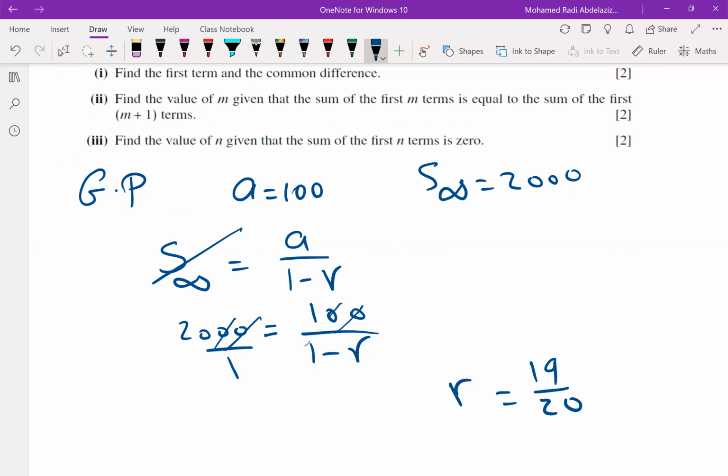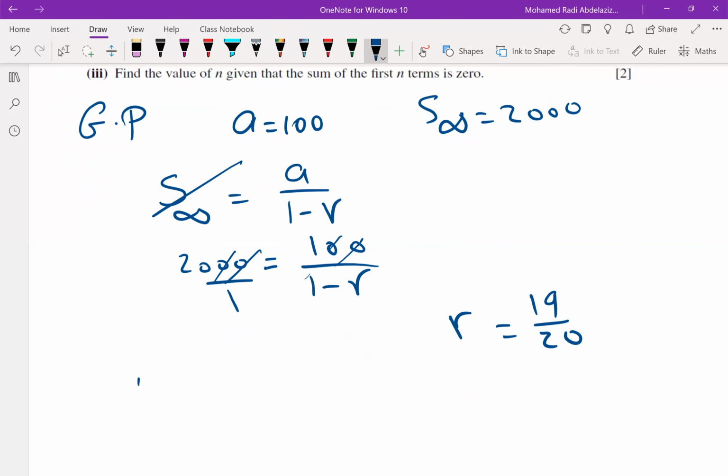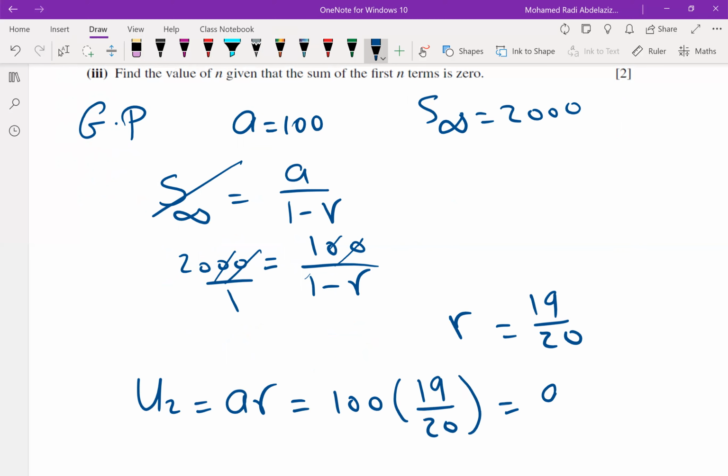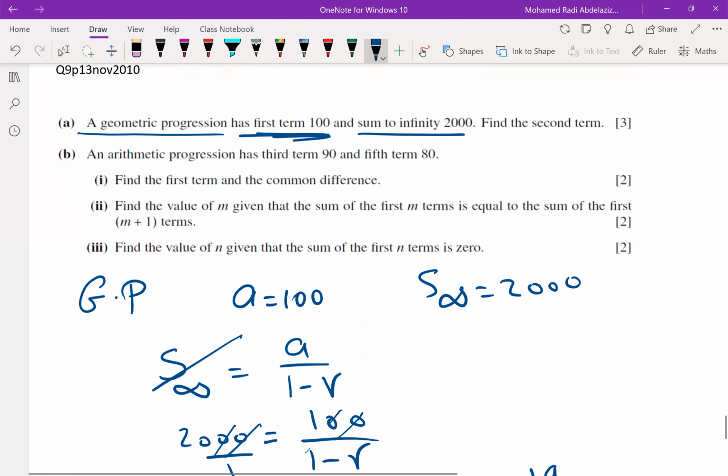After finding the value of r, we are asked to get the second term, u2, which is ar. A, the first term, is 100. R is 19 divided by 20. Simplify your answer and you'll get 95.